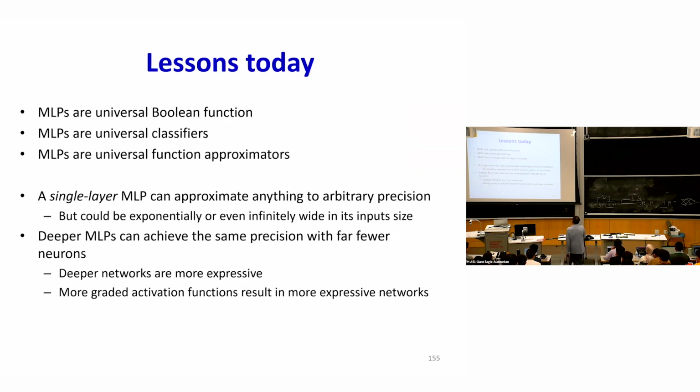So MLPs are Boolean functions. They are universal classifiers. They're universal function approximators. A single layer MLP can approximate anything to arbitrary precision, but could be exponentially or even infinitely wide in its input. Deeper MLPs can achieve the same precision with far fewer neurons, so they are more expressive, and more graded activation functions result in more expressive networks. That's the end of this lecture.